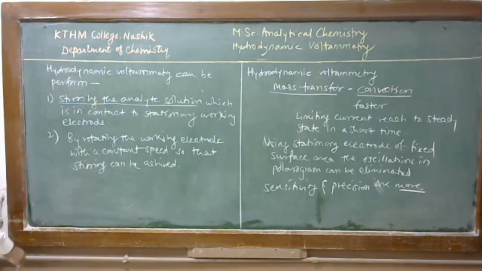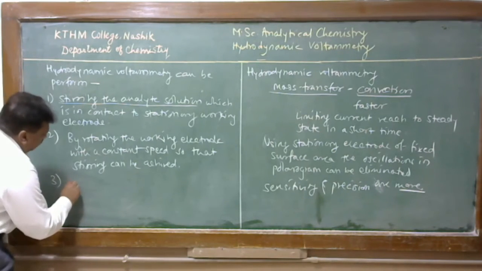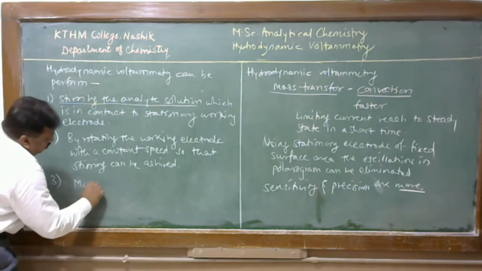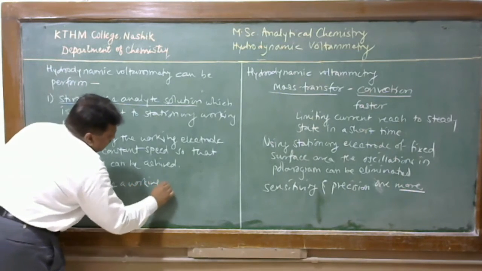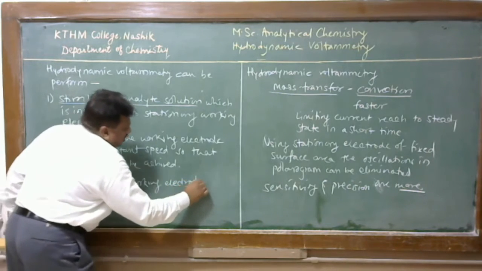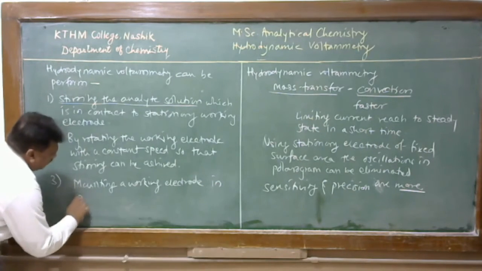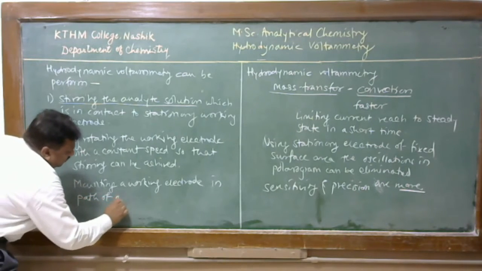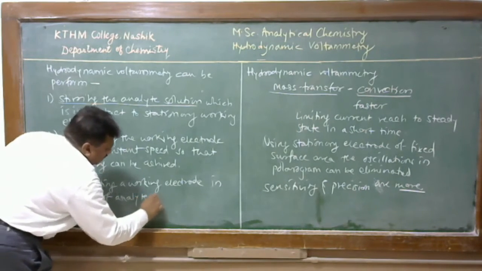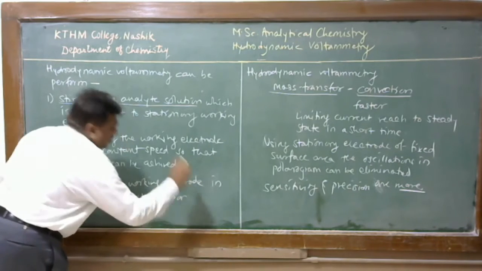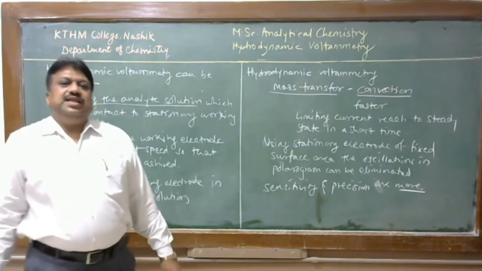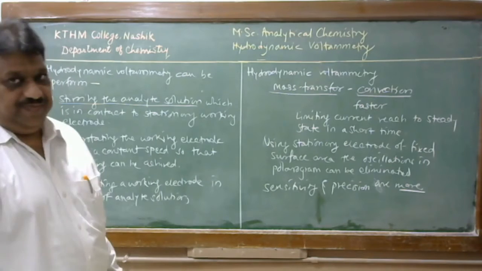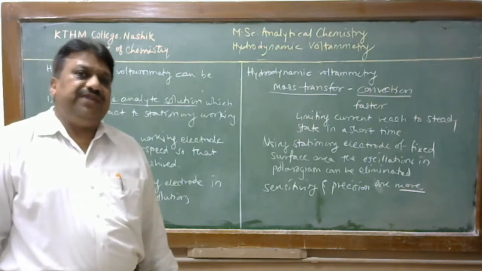And the third phenomenon by which we can perform hydrodynamic voltammetry is that in this case we can mount a working electrode in the path of the analyte solution. Therefore, hydrodynamic voltammetry is related with the flow of analyte solution, and here the analyte solution is kept in motion.